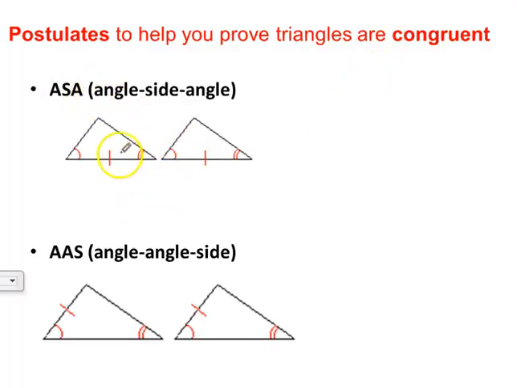Again, angle, side, angle, you have to have that leg, that congruent side, I should say side. The congruent side is sandwiched between the two sets of congruent angles. Angle, side, angle. Angle, angle, side. Angle, angle, side is another postulate that we can use. And order is important. It has to be angle, angle, side.